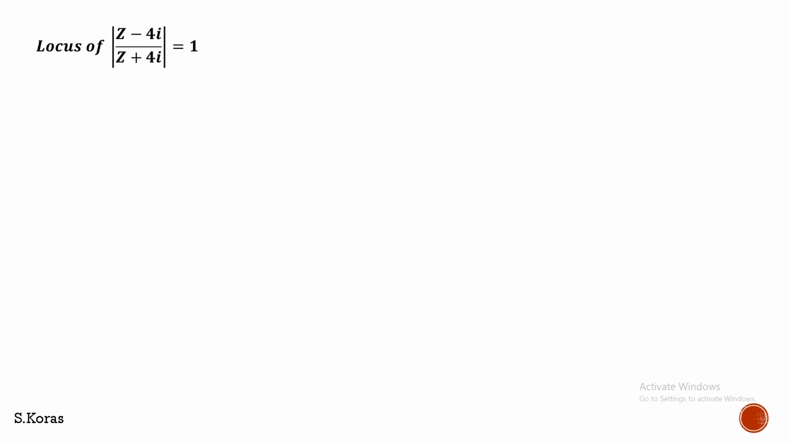That is, a variable point is moving in such a way that modulus of z minus 4i by z plus 4i is equal to 1. Here this z is that moving point. So some point is moving such that this value becomes 1. If it moves like this, then what will be the structure of that movement, or what will be the path, that we are going to discuss.